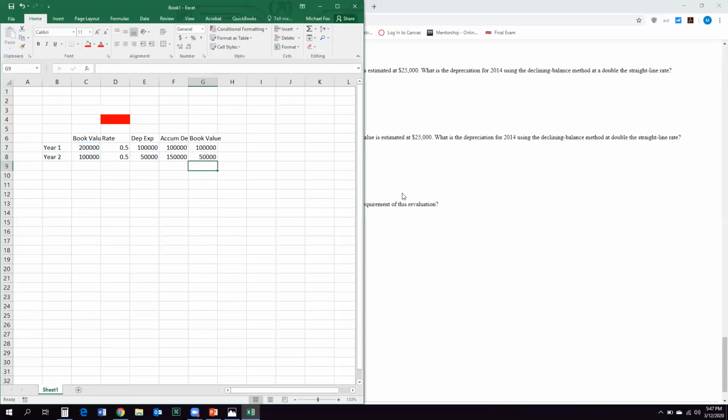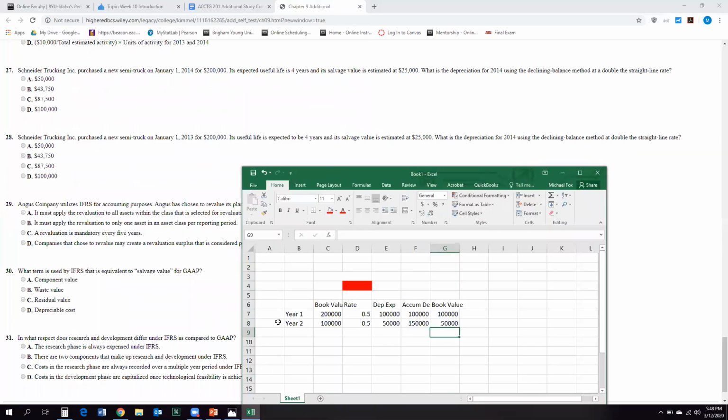So the question was, what is the depreciation for 2014? Okay, the first year was 2013 and then 2014. So what is the depreciation for 2014? For 2014, our depreciation expense will be $50,000.